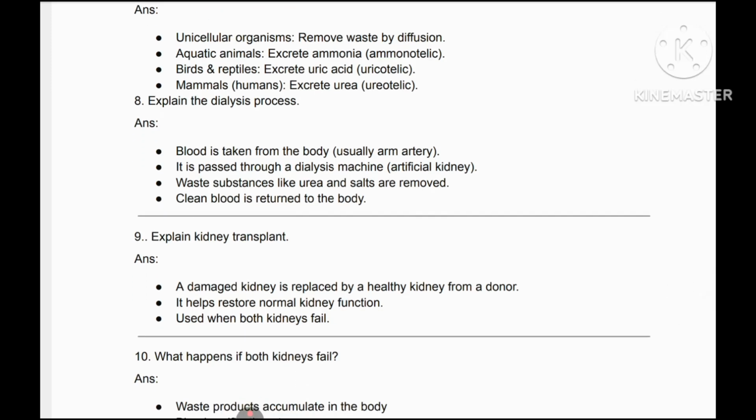Explain the dialysis process. Blood is taken from the body, usually from an arm artery. It is passed through a dialysis machine, an artificial kidney. Waste substances like urea and salts are removed. Clean blood is returned to the body.